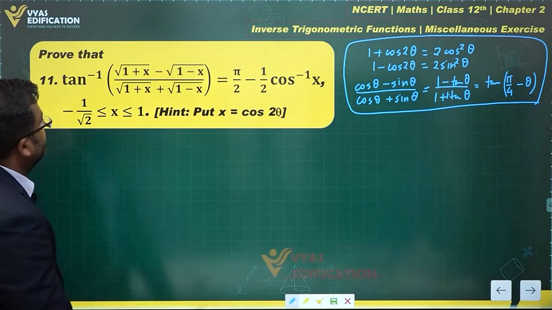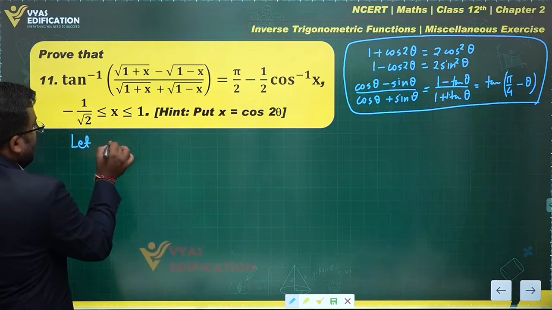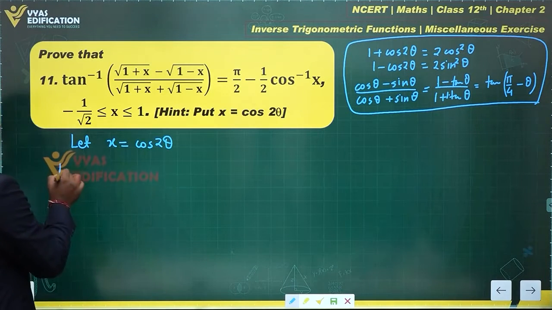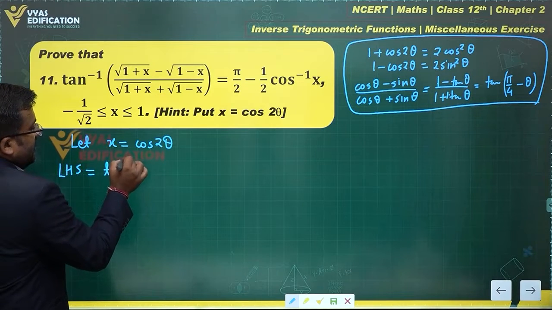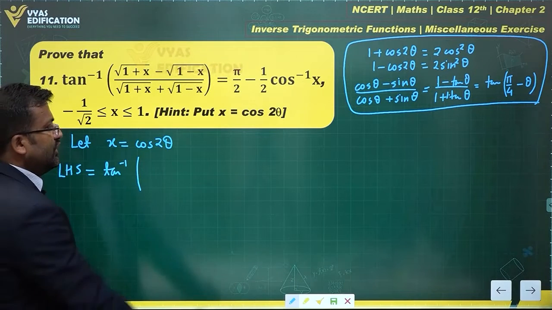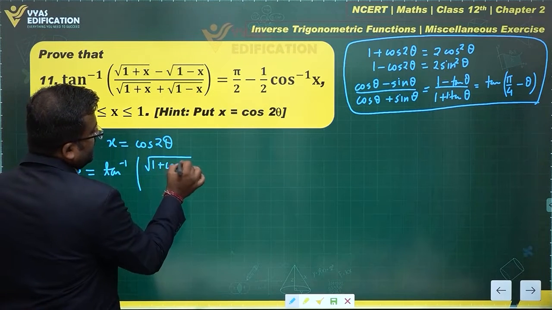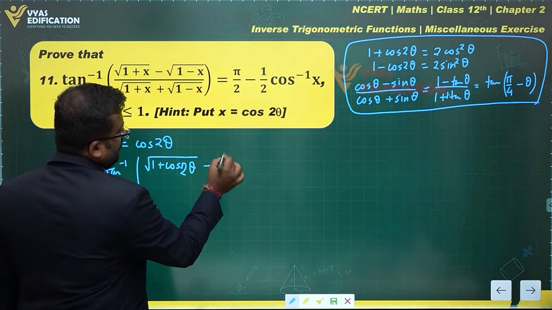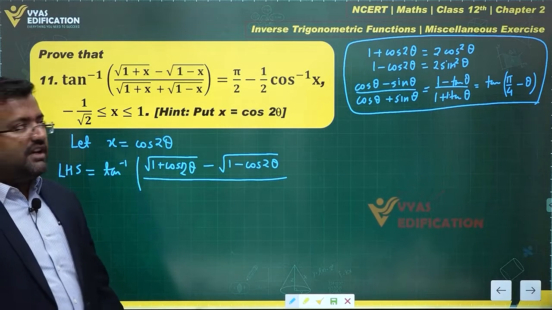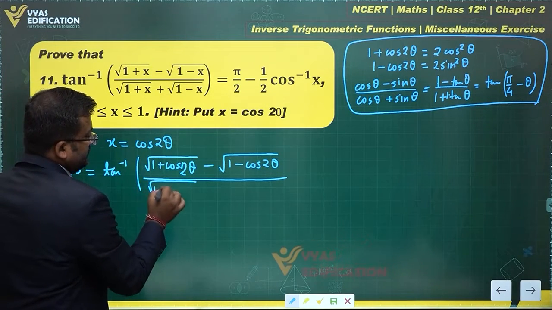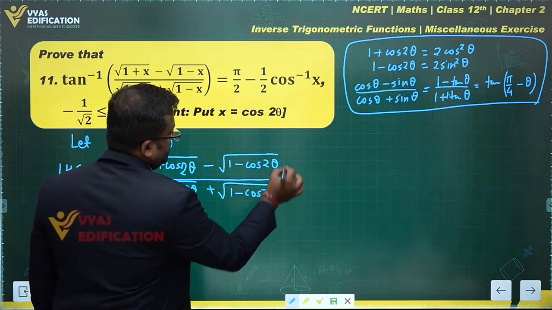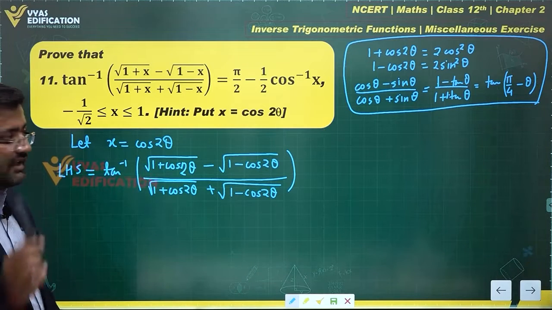Let's see this question. Let x equal cos 2 theta. If we begin with this, the LHS can be simplified into what? Tan inverse of, you have a huge expression over here. What is that? Root of 1 plus x, which will be written as root of 1 plus cos 2 theta, minus root of 1 minus cos 2 theta, over similar terms in the denominator separated by a plus sign now. This is what you have, right?